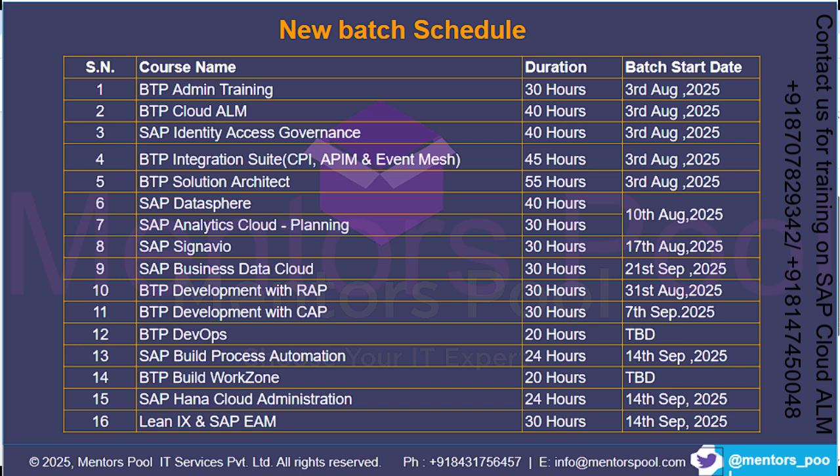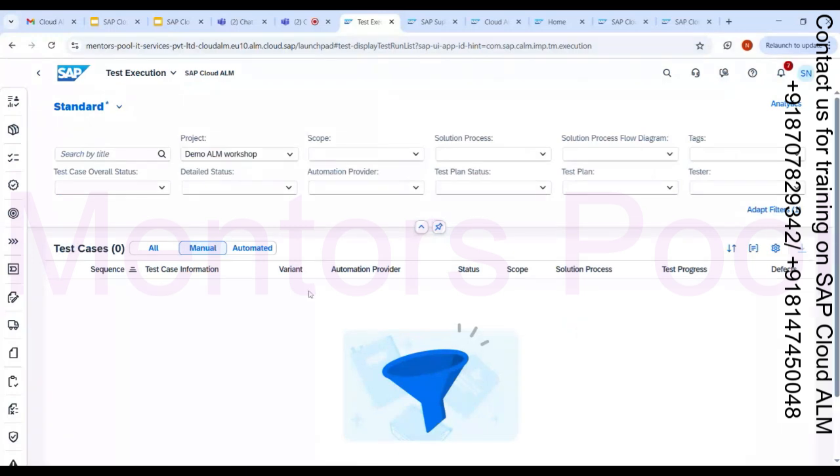So these are the durations you have for the training. So admin 30 hours, Cloud ALM 40 hours, IEG 40 hours, integration 55 hours, solution architect 55 hours. Okay. And other trainings, you can look at the durations of these.